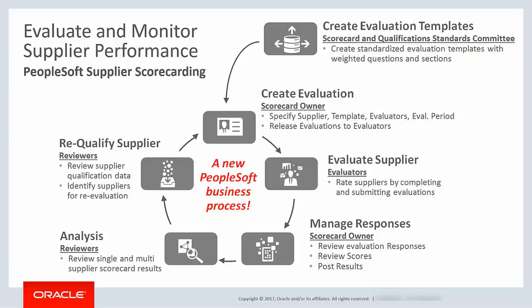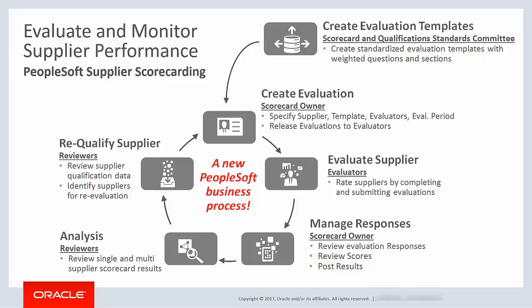Supplier Scorecarding is a completely new PeopleSoft business process that measures supplier performance by soliciting feedback from users across your organization. Suppliers are rated and scored based on your organization's key performance criteria. Procurement decision makers benefit from supplier scorecarding with individual, trend, and multi-supplier comparison analytics as a method for determining whether supplier performance is on track to meet supplier performance requirements for the organization.